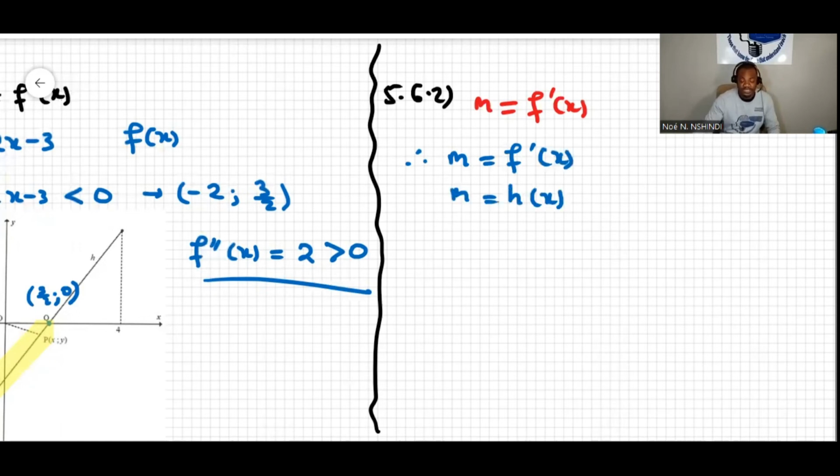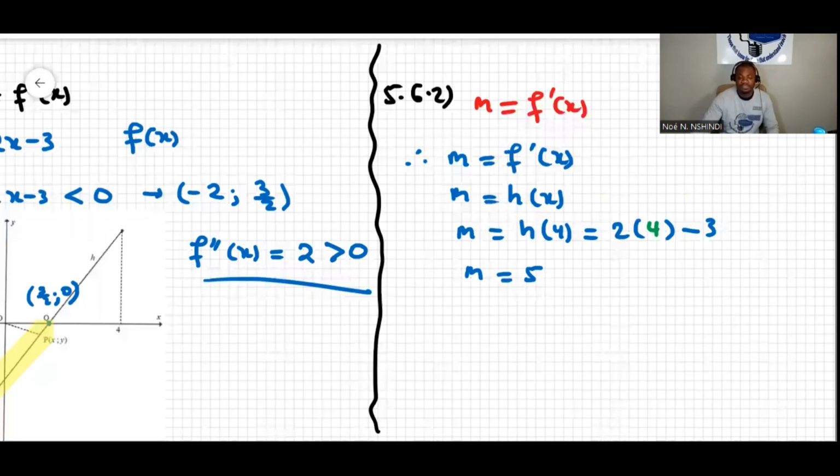Now when I look at the highest point here, the maximum value is when x is equal to 4 in the graph. You look at the highest boundary. We're going to substitute: m equal to h of 4, which is equal to 2x minus 3. Substituting the value of x by 4, m will be equal to 5. So 5 is the maximum gradient for the tangents of f of x. Thank you.